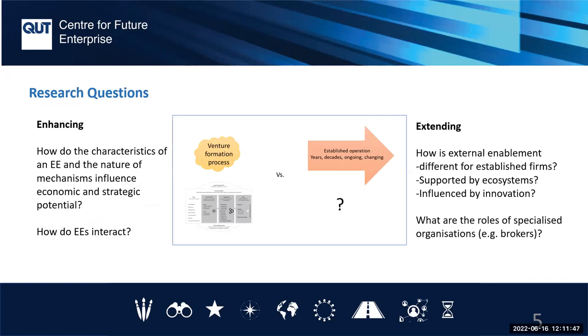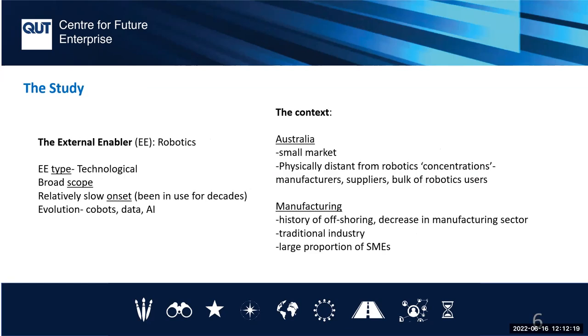Our research questions have two targets: enhancing the framework and also extending the framework. The particular point of interest here for extending is that the framework is developed in the context of entrepreneurship and about venture formation. What we're trying to look at is how does it work? What insights can we get for established businesses, which is a different situation? So that's why I've got the question mark there. So I'll tell you a bit about the study.